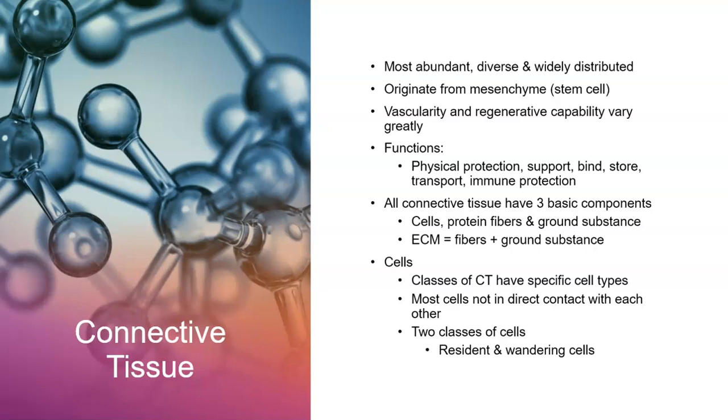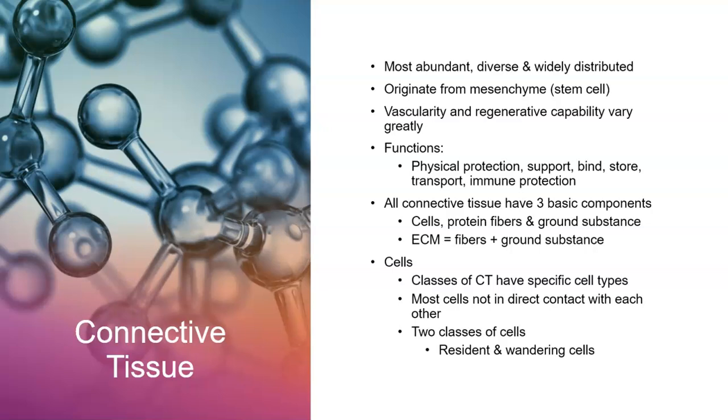Because this is such a diverse group of tissues, they perform a wide variety of functions in the body, and that includes physical protection, support, structural framework, binding structures together, holding things in place, storage, transport, immune protection. So we're going to look at all of these functions as we look at individual types of connective tissues. But regardless, all connective tissues have three basic components. Those components are cells, protein fibers, and ground substance. The ground substance and the protein fibers form the extracellular matrix.